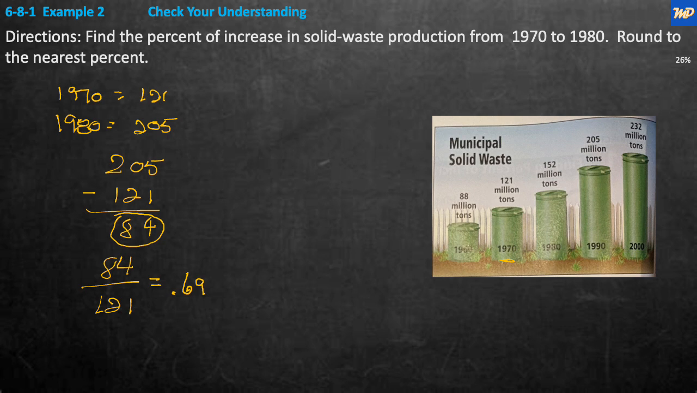69.42. No, 6942. Okay, so now to convert that to a percent, we move the decimal place 2 times to the right, and the answer ends up being 69.42%. But they want us to round it to the nearest percent, so that's going to be equal to 69%. So the increase from 1970 to 1980 is a 69% increase in solid waste.